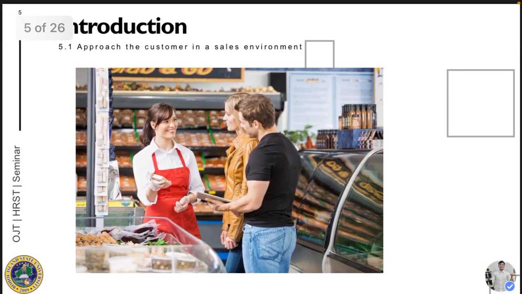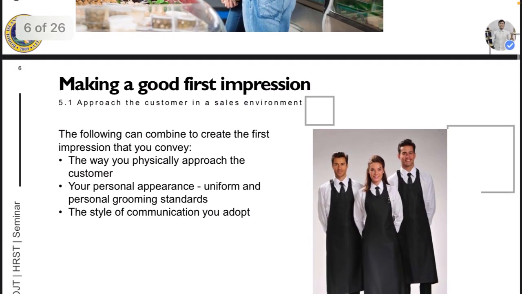So let's start with approaching the customer in a sales environment. One of the key roles of any person in the travel and tourism industry is to sell tourism products and services that have been promoted and explained to the customer. So in session 5, or learning objective 1, this manual will explain the different steps involved in the selling process.